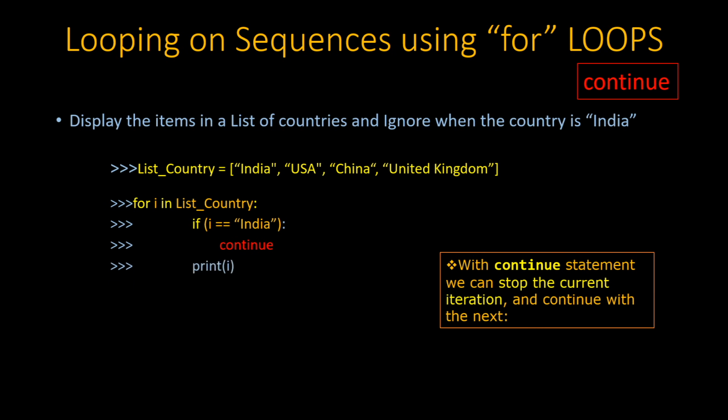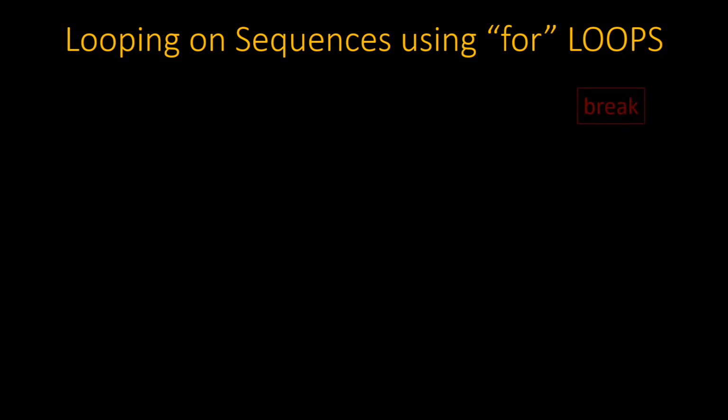So when I print I, it will give USA, China, and United Kingdom. The iteration for India is ignored. All right, so let's go further and talk about break in for loop.